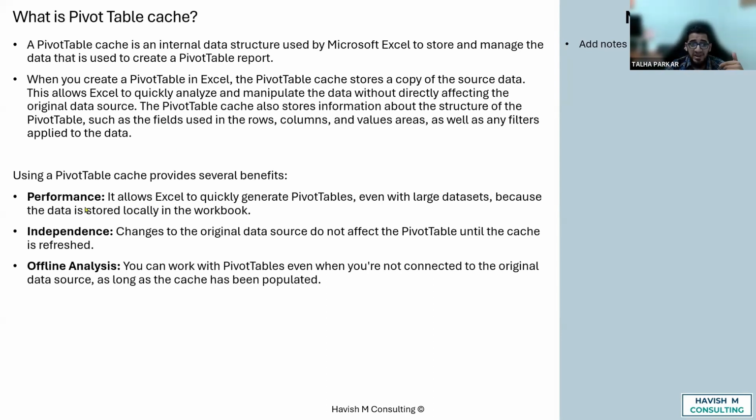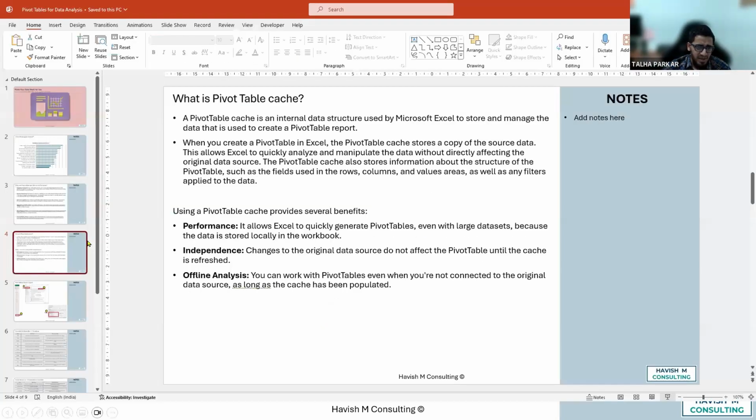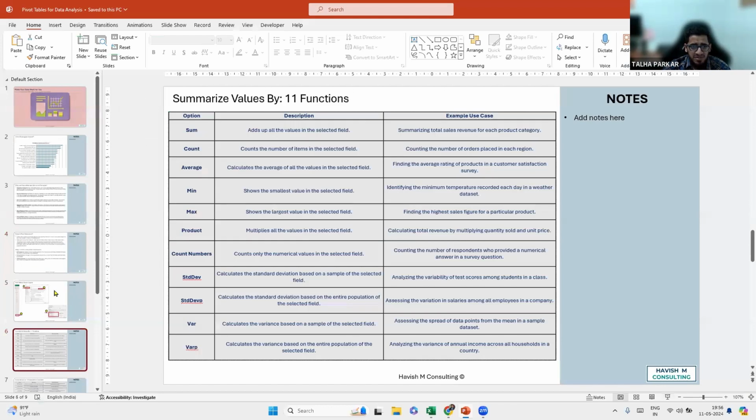What benefits does it provide in terms of performance? It allows you to quickly generate pivot tables, even in large data sets. It allows independence because you're not changing anything in the original data source. The original data source remains intact, and it allows you to do an offline analysis whenever you're not connected to the original data source as well, right? We've seen the edit default option, right?